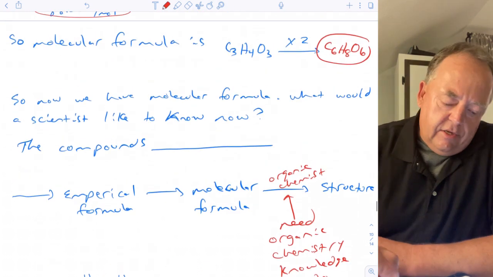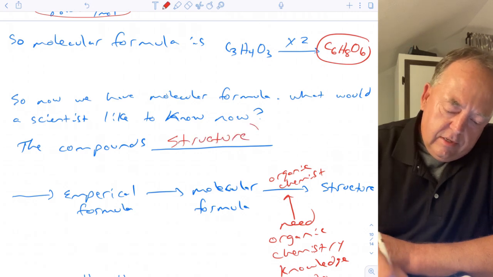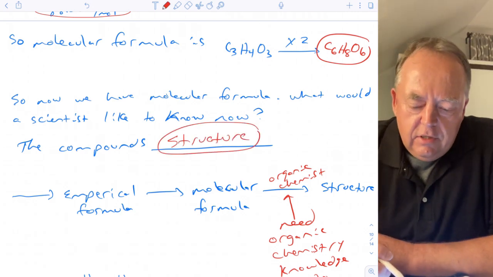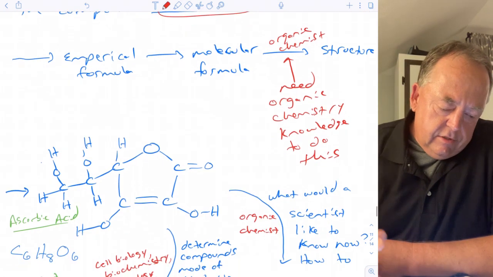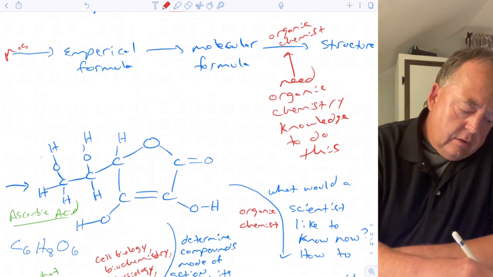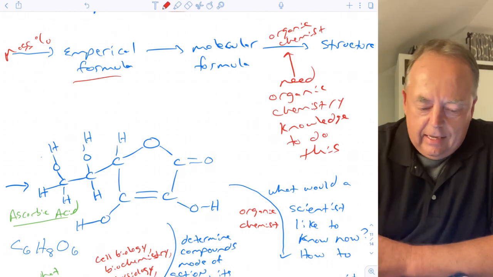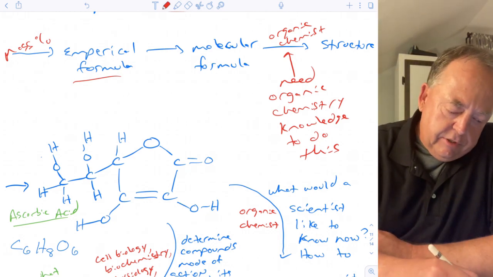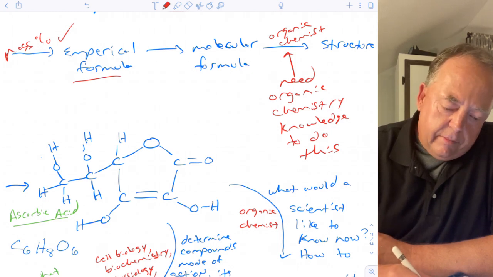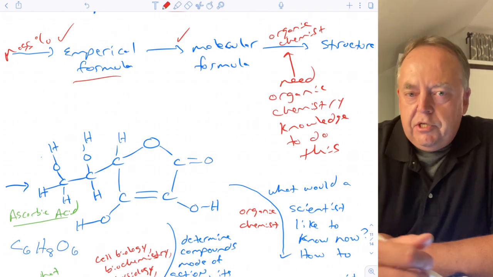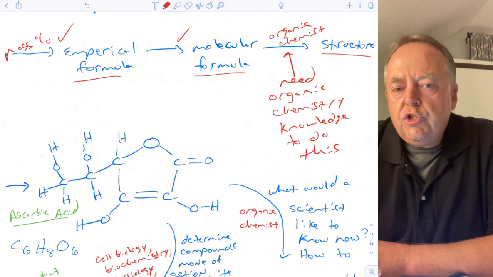So what would a scientist like to know? They would want to know the compound structure. Because if you know the compound structure, then you can find a way to synthesize it in lab. So for mass percentages, we figured out empirical formula. You will know how to do that in this class. And from empirical formula, you can get to molecular formula. And so I expect you to know how to do that. And once you have the molecular formula, then you can figure out the compound structure.